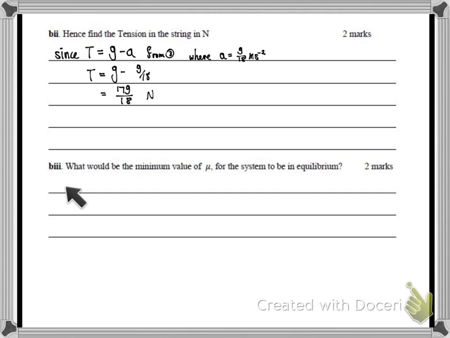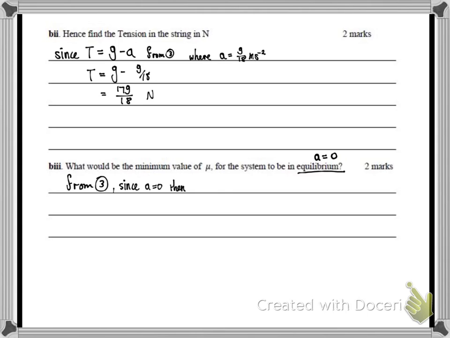Alright, now let's think about it differently. What would be the minimum value of mu required for the system to be in equilibrium? Right. Wow, equilibrium, what does that mean? Well, you've got to keep in mind equilibrium is when the sum of forces, your net resultant force, balances out and equals 0. So that means the acceleration is 0. The system is stationary, it's not moving.